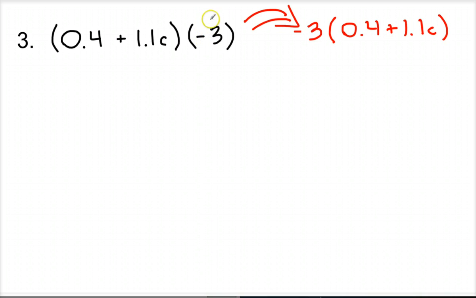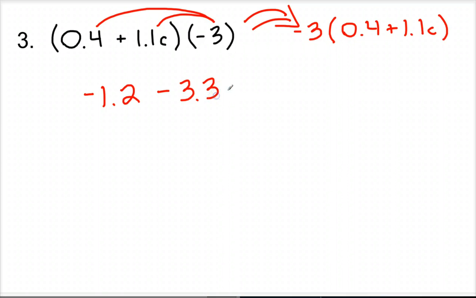So if we take our negative 3 times our first term over here, 0.4, negative 3 times 0.4 would be negative 1.2. And then here, we take negative 3 times 1.1c. A negative times a positive is again a negative. 1.1 times 3 is 3.3, so that would be negative 3.3c.